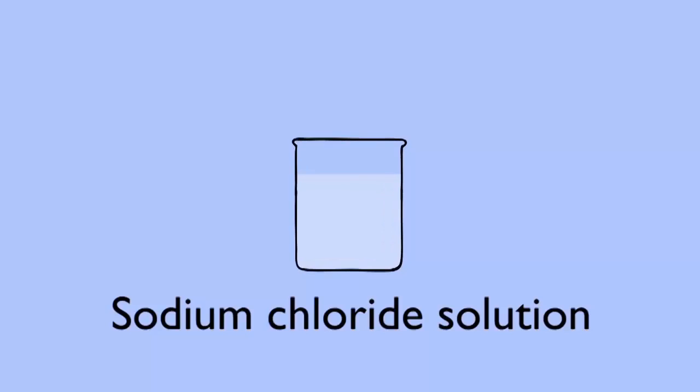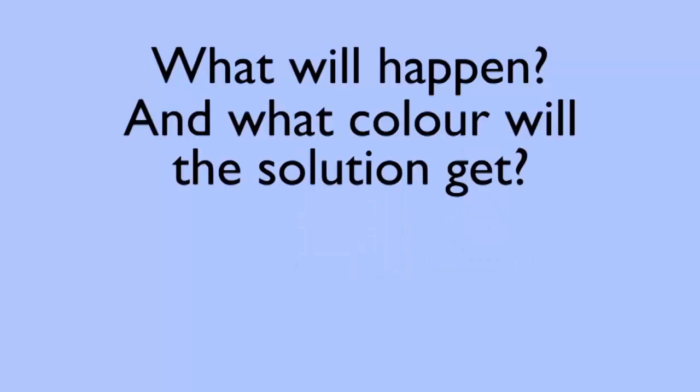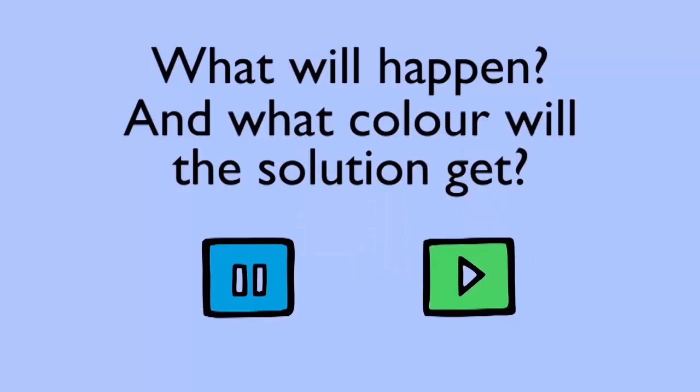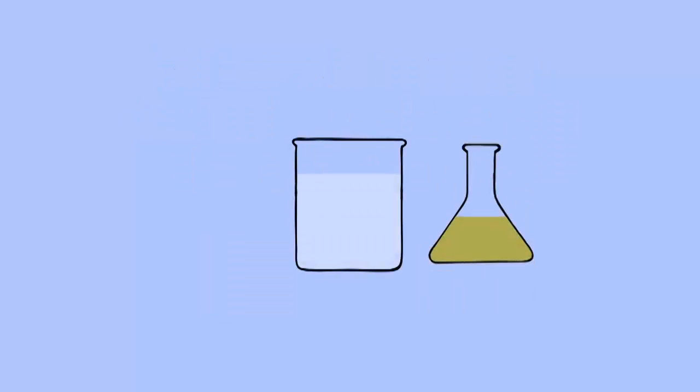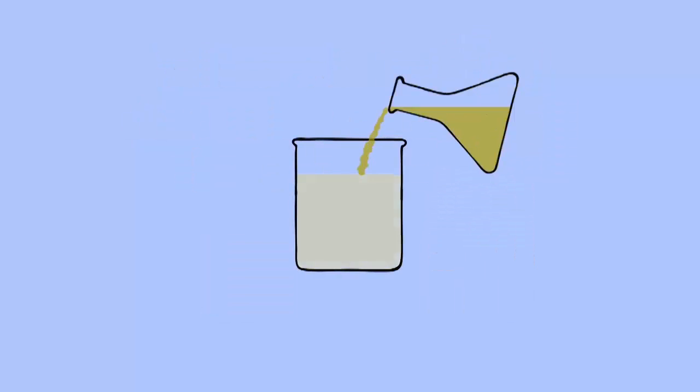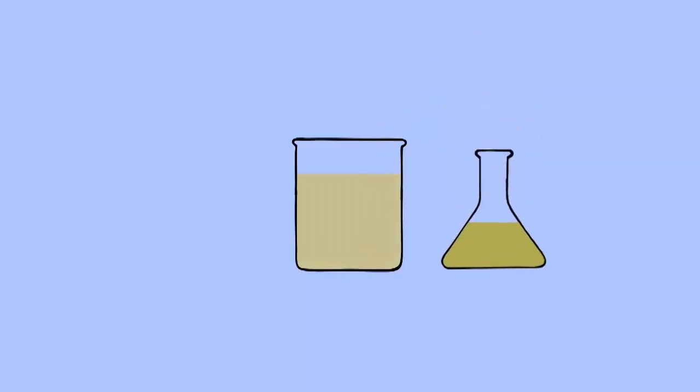Now here's some sodium chloride solution, and again we're going to add aqueous bromine. What will happen and what colour will the solution go? Not much is the answer. The bromine isn't reactive enough to kick out the chloride ions, so it simply stays as diatomic molecules in solution, and it lends its dark yellow colour to the solution.